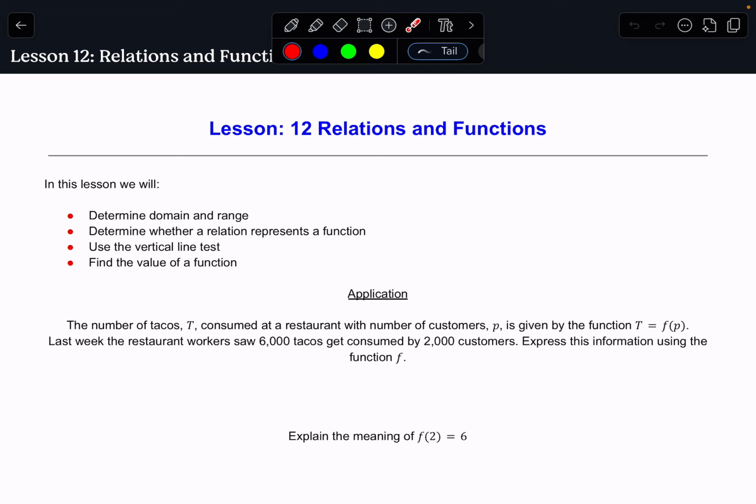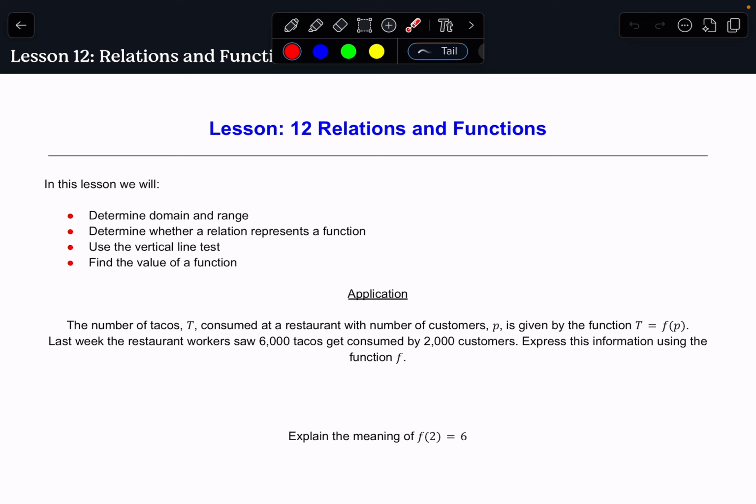And then what we're trying to build up to here is our application. It says the number of tacos, T, consumed at a restaurant with a number of customers, P, is given by the function T equals f of P. Last week, the restaurant workers saw 6,000 tacos get consumed by 2,000 customers. Express this information using the function f.